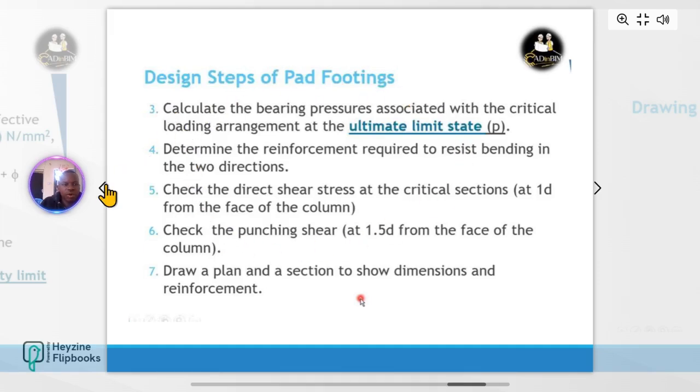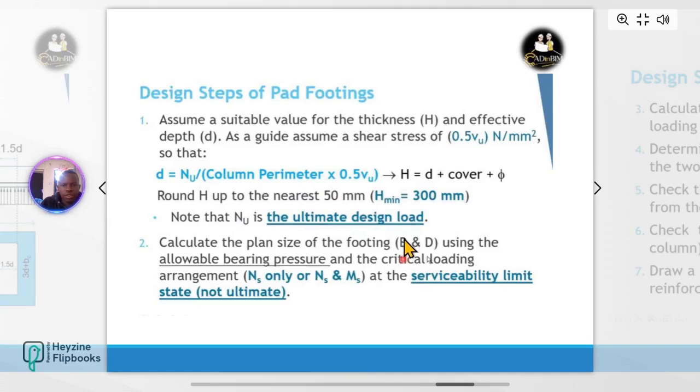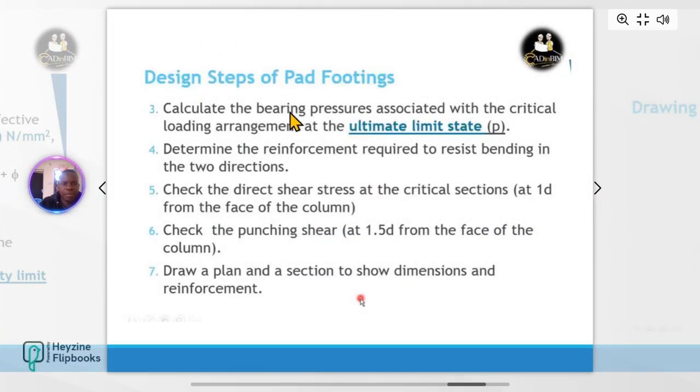So after getting your B and D, you proceed to step number 3, which is to calculate the bearing pressure associated with the critical loading arrangement at the ultimate limit state, P. Then determine the reinforcement required to resist bending in the two directions. Check the direct shear at the critical section, that's at 1D from the face of the column. Check the punching shear at 1.5D from the face of the column.